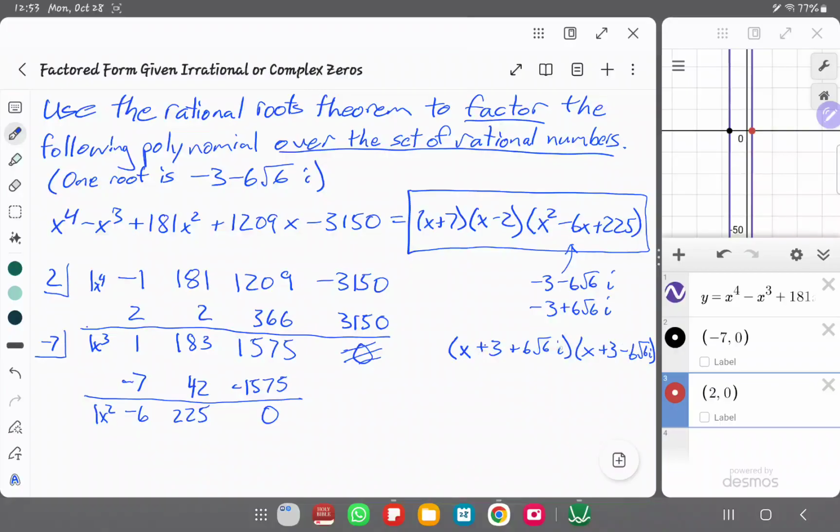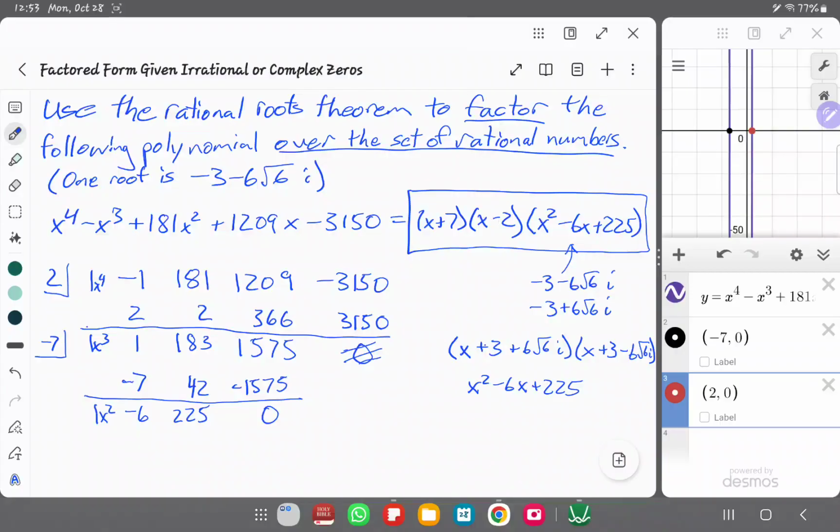Multiply them out. When you multiply it out, assuming I didn't know this ahead of time, you'd have to kind of do a big old FOIL on this guy. But you should end up with this x squared minus 6x plus 225. And then after that, I could do a long division with that on this big old polynomial right here at the beginning. And then factor out what I got left into the x plus 7, x minus 2.